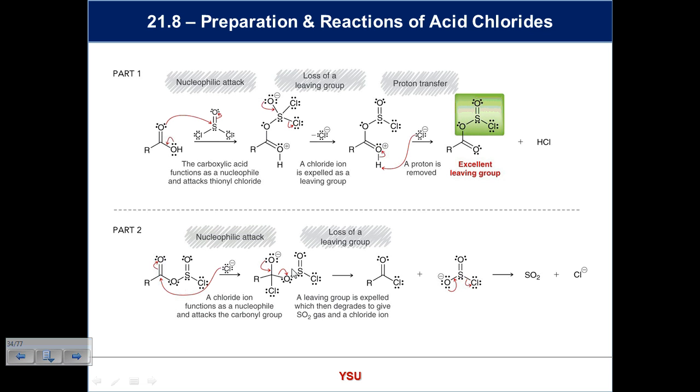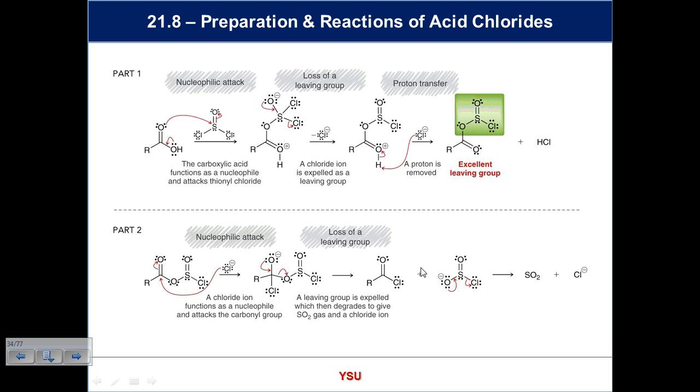This leaving group now happens to be the sulfur, the SO, which then is delocalized, and you can see where the extra chloride comes from, and you get SO2 gas, and you end up with a chloride. You need to know that mechanism because it's very similar to other things we've done. And that's how you make acid chlorides.